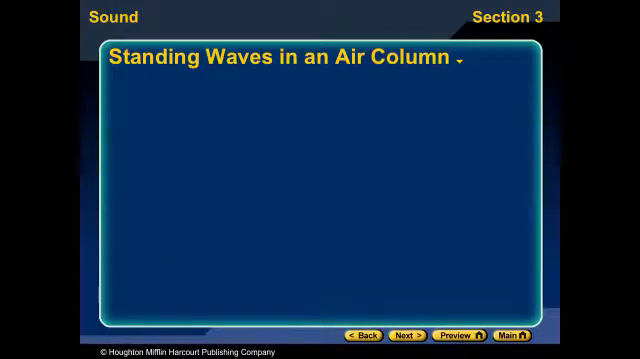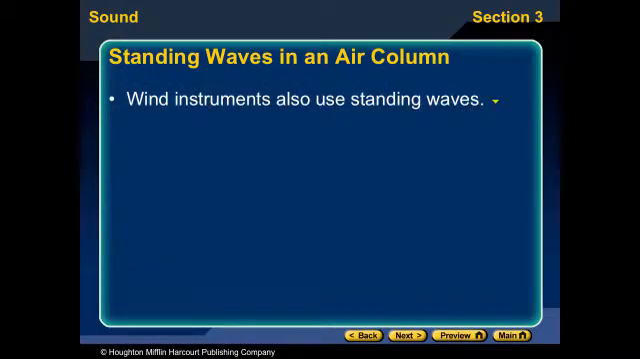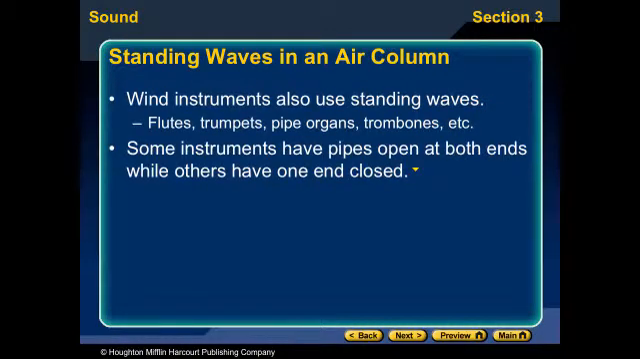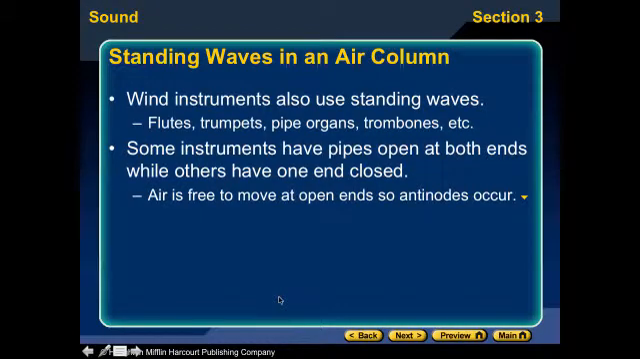Okay, so in an air column, like a trumpet, they also cause standing waves. Some instruments, like flutes, trumpets, pipe organs, and trombones, have pipes open at both ends while others have one end closed. Air is free to move at the open ends, so an antinode actually occurs there. It's not a node. The closed ends are nodes.